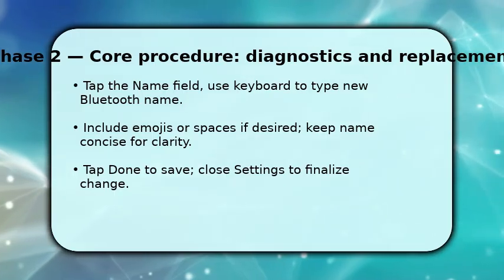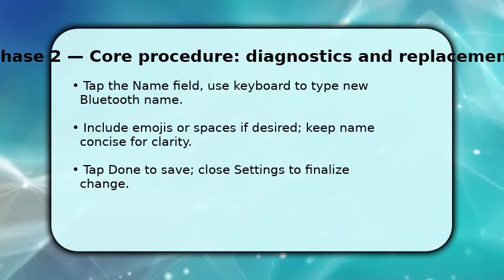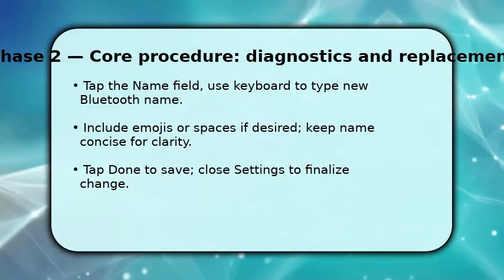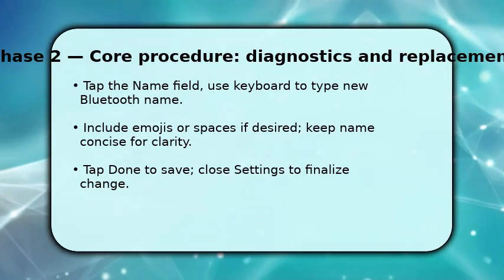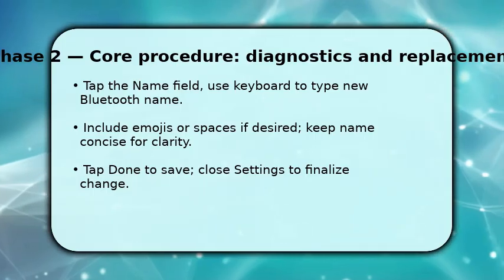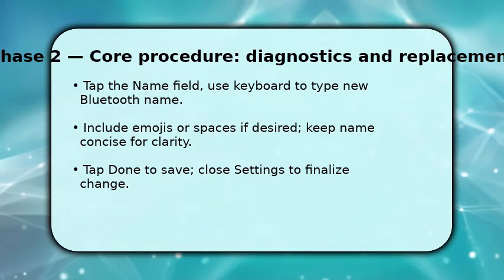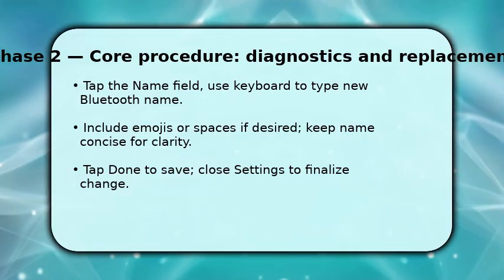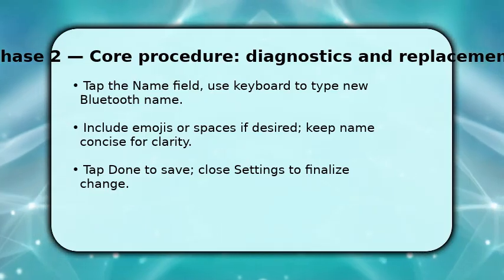Once done, tap Done to save. That writes the new device name into System Settings. Make sure to close Settings to let the system commit the change. If paired devices don't immediately show the update, turn Bluetooth off and back on, or disconnect and repair the device, because some devices cache the old name until they refresh their list.